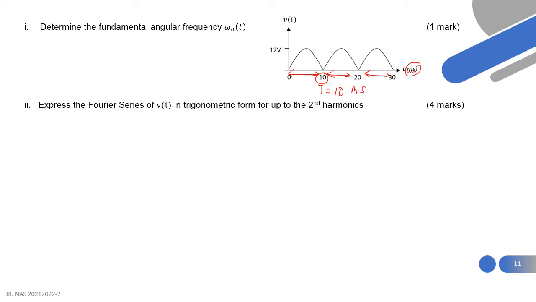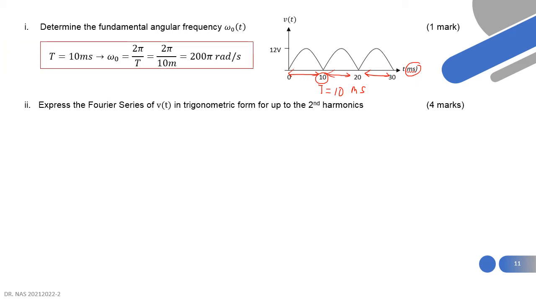Okay, so from T you can calculate the omega. So T equal to 10 milliseconds, so omega equal to 2 pi f or 2 pi over T. So you can get the omega fundamental angular frequency equal to 200 pi radian per second.